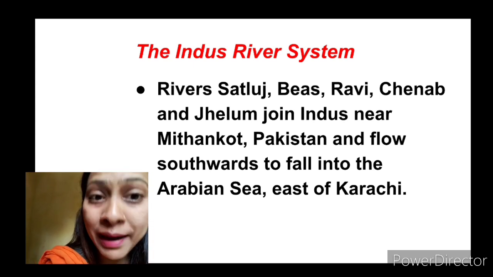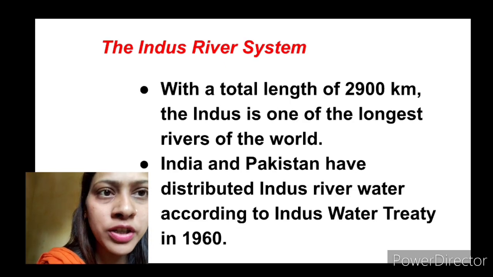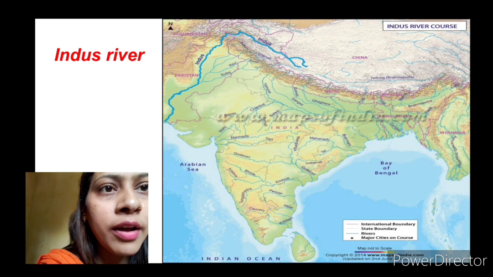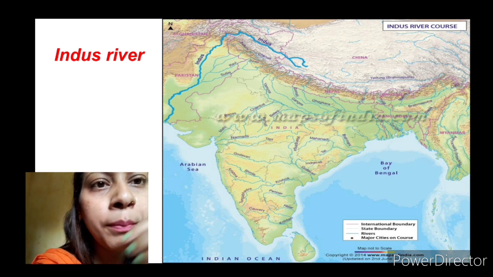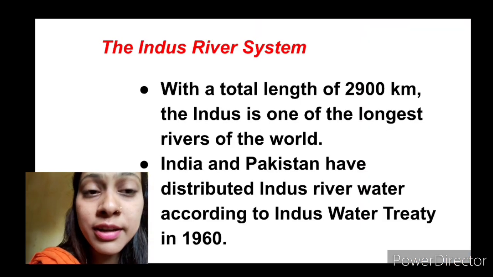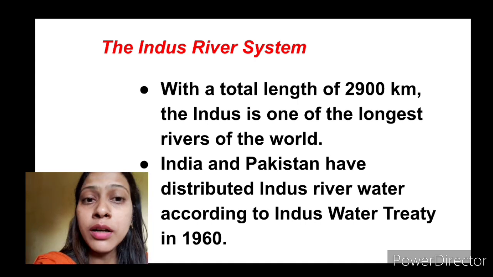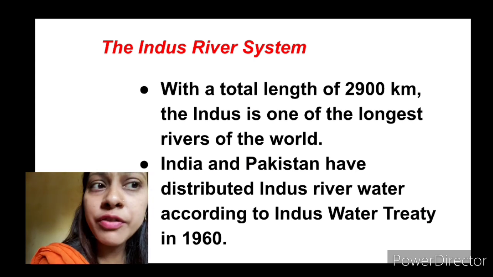Mithankot is in Pakistan, and from there they flow southward to fall into the Arabian Sea east of Karachi. You can see here on the map Satluj, Ravi, Bees, Chenab and Jhelum. They meet at Mithankot near Pakistan, then flow southward and discharge their water into the Arabian Sea near Karachi.